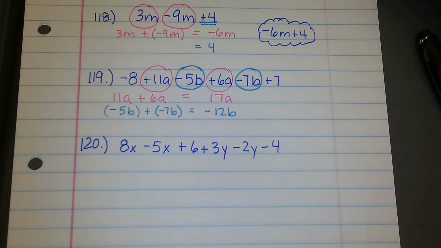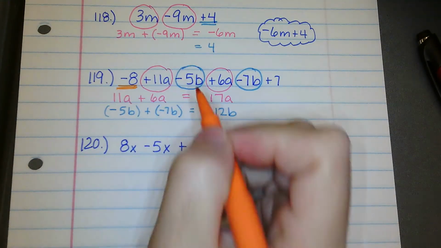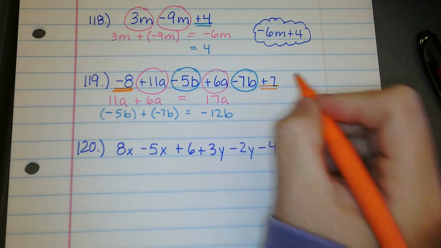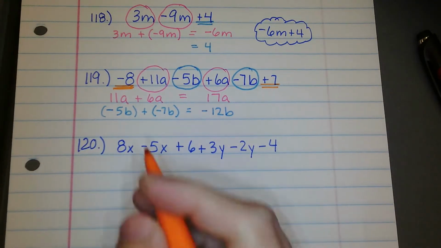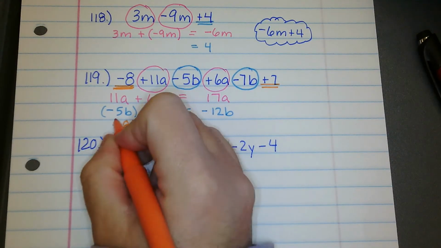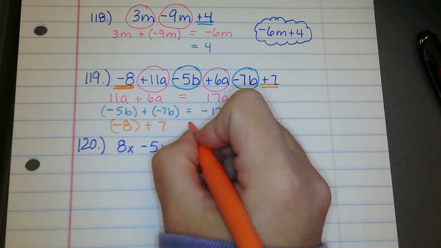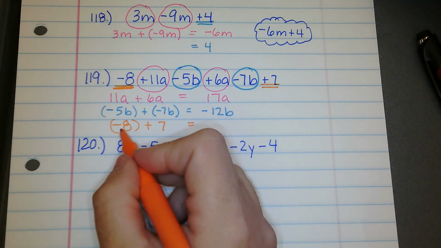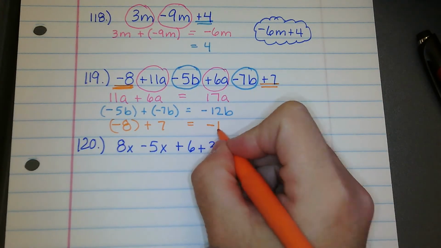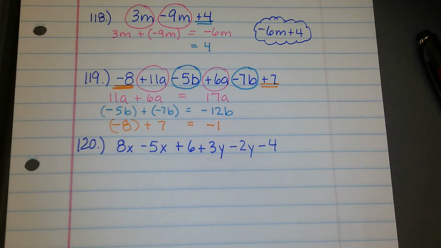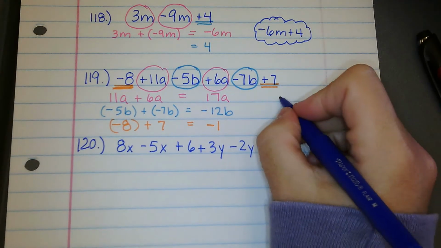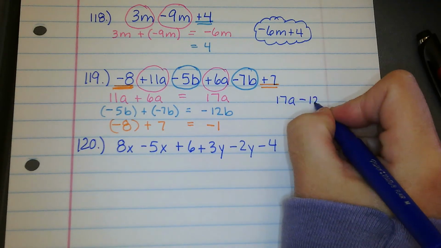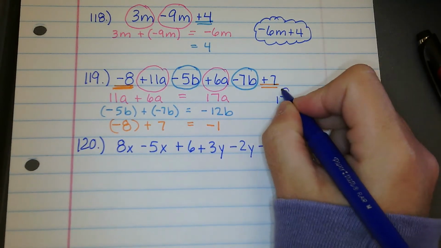And then very lastly, we've got our constants. And our constants, I'll underline. I've got negative 8, positive 7. They're constants. We're going to combine them. Negative 8 plus 7. Again, opposite signs. So the negatives are going to win, and there's only going to be one negative left. Final answer for 119 is 17a minus 12b minus 1.